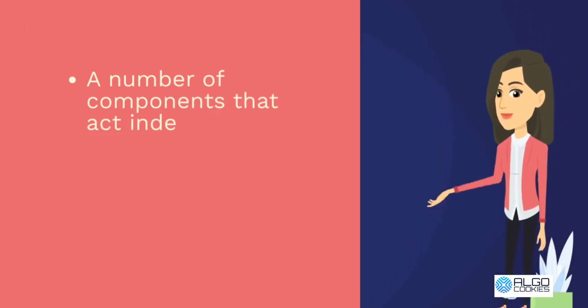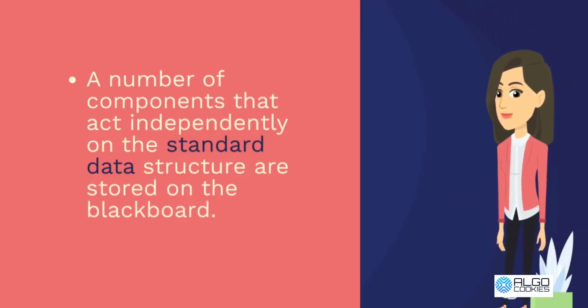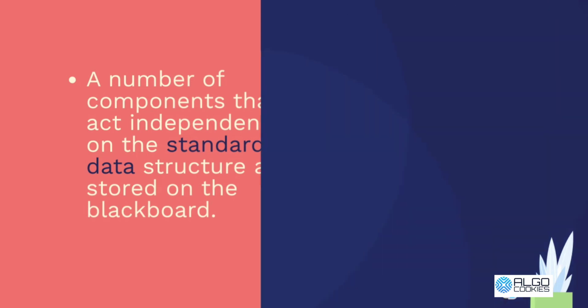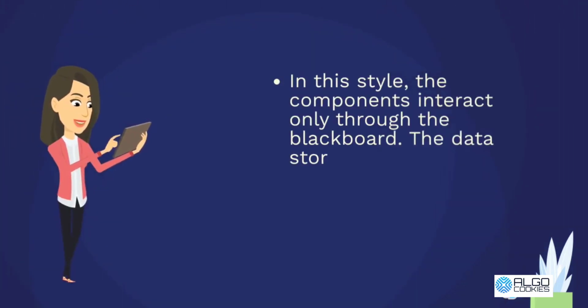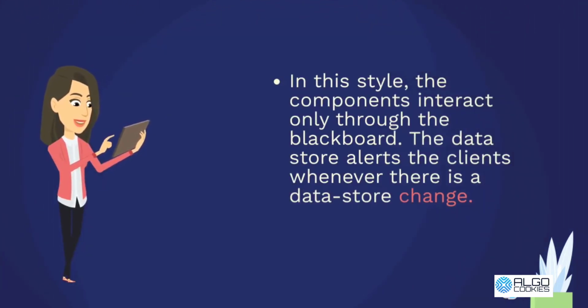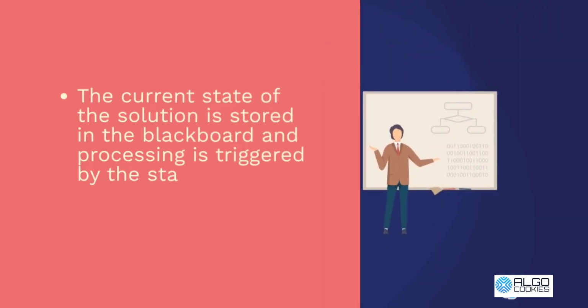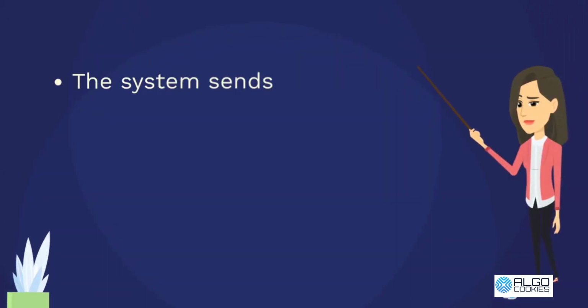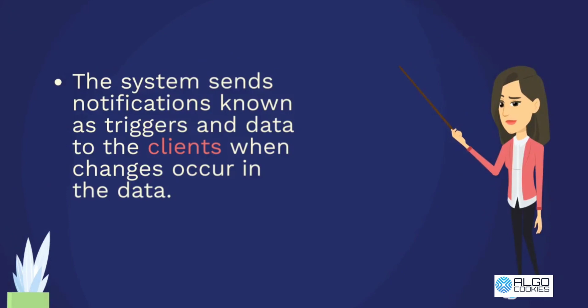A number of components that act independently on the standard data structure are stored on the Blackboard. In this style, the components interact only through the Blackboard. The data store alerts the clients whenever there is a data store change. The current state of the solution is stored in the Blackboard and processing is triggered by the state of the Blackboard. The system sends notifications known as triggers and data to the clients when changes occur in the data.